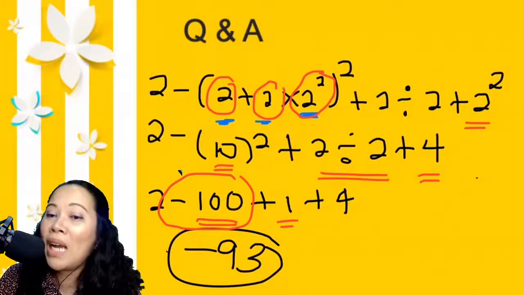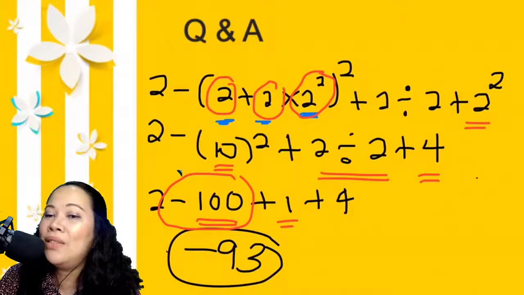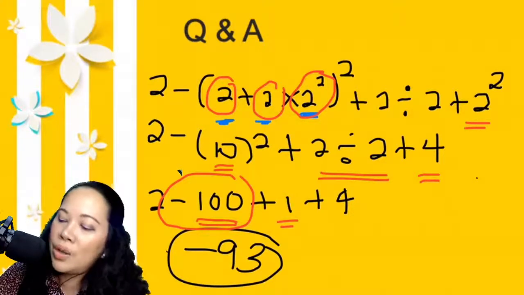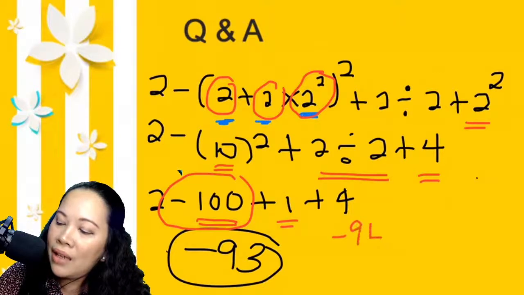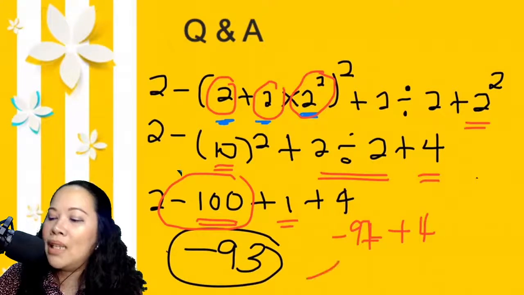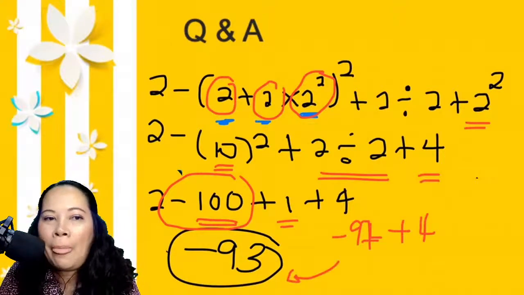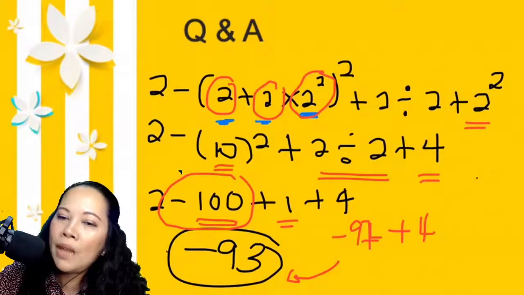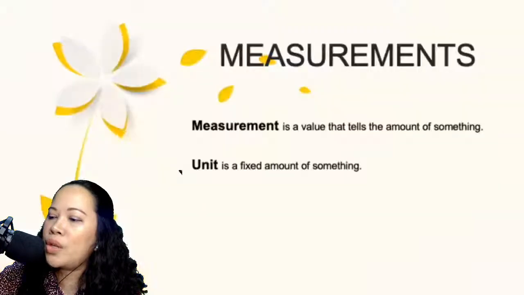So 2 minus 100 is negative 98. Plus 1 is negative 97. Plus 4, so negative 97 plus 4. Since that's different operations, it will be negative 93. Okay, let's proceed. I hope there's no more question on that.